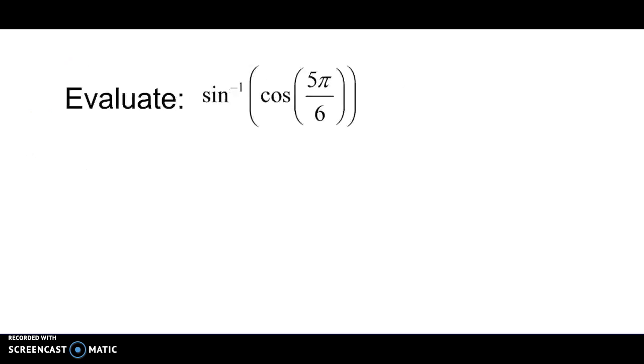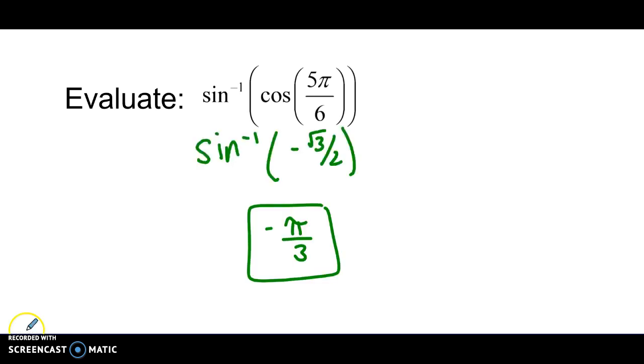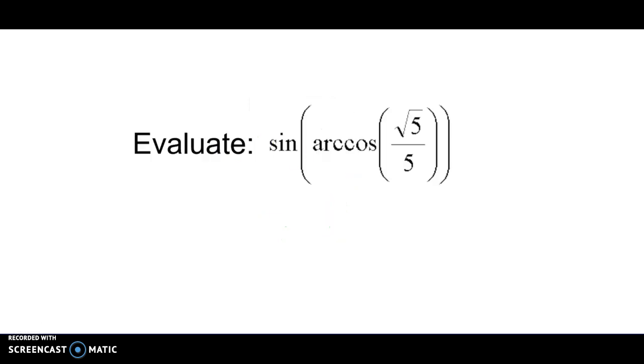Okay, so next, let's evaluate the inverse sine of cosine of 5 pi over 6. Let's have you guys try this one on your own. All right, so the cosine of 5 pi over 6 is -√3/2. So the inverse sine of -√3/2 is -pi/3. Think about our domain and range. Input, output.